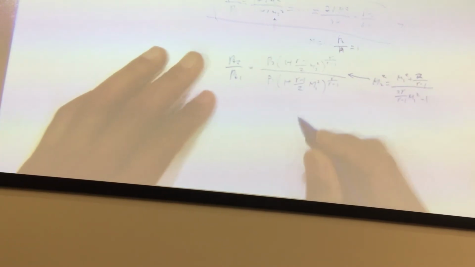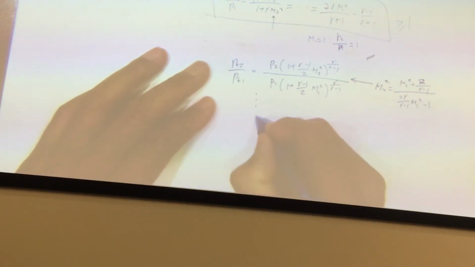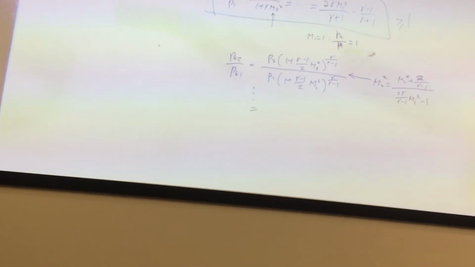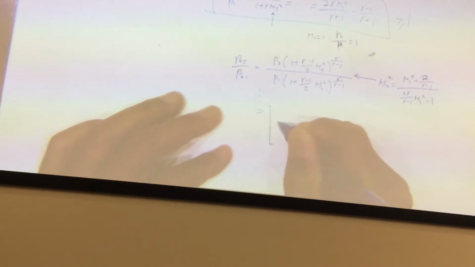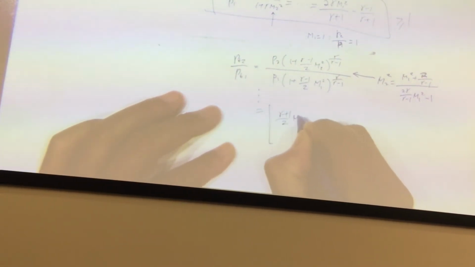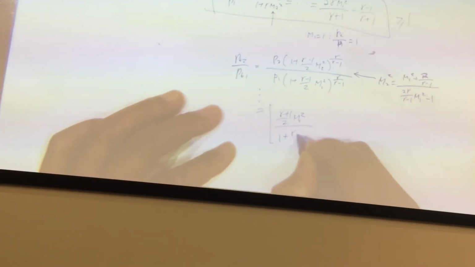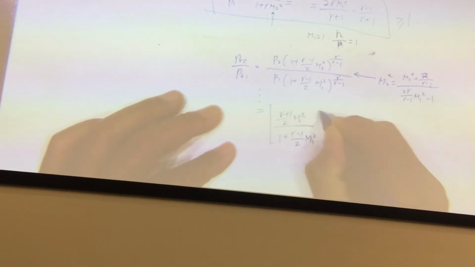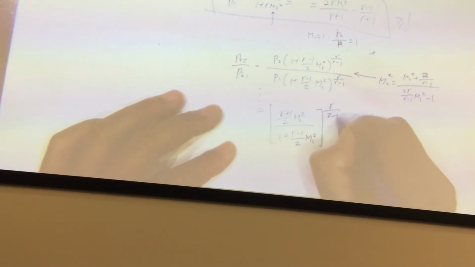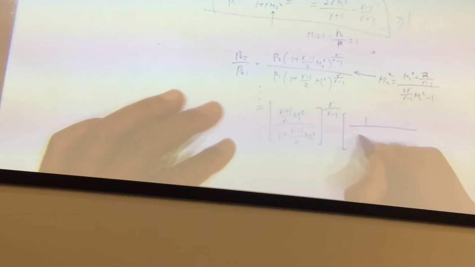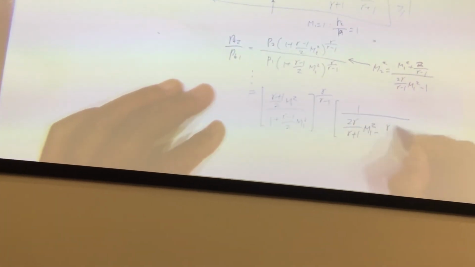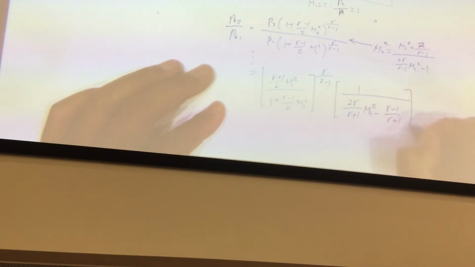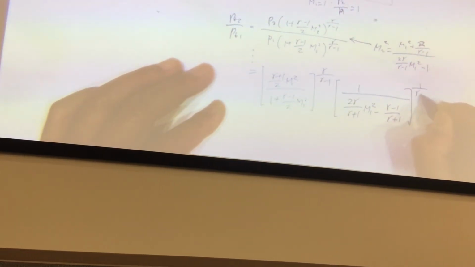So a simple way to do that is to put three dots, and then this becomes gamma plus 1 over 2 M1 squared, over 1 plus gamma minus 1 over 2 M1 squared, to the power of gamma over gamma minus 1, times 1 over 2 gamma over gamma plus 1 M1 squared minus gamma minus 1 over gamma plus 1, to the power 1 over gamma minus 1.